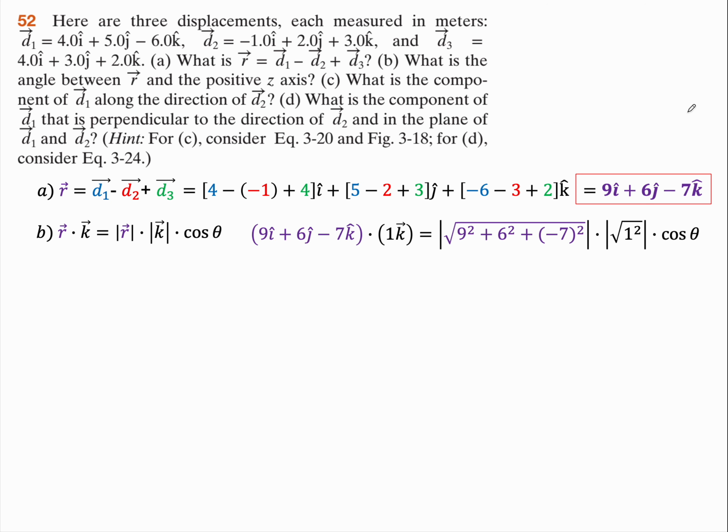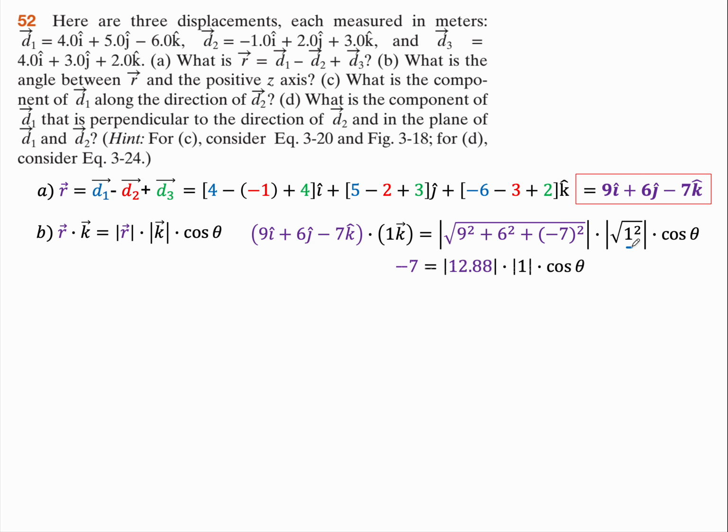Writing in r, which is the one we just solved, 9i hat plus 6j hat minus 7k hat. And for the k direction, I'm just going to use 1k. And that's going to equal the magnitude of r, which is going to be the square of each of those terms, the square root of that, plus the magnitude of my 1k, which is just going to be 1 over here. That's just plain nice.